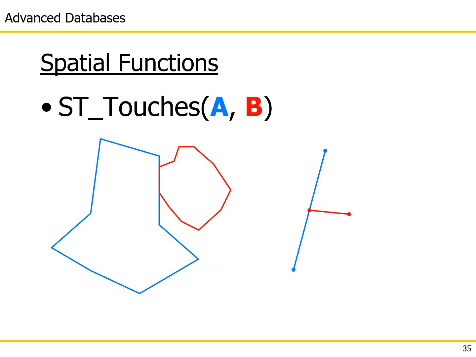There is also the touches. This is for adjacency. When we say A touches B, A and B on the left are polygons. The result is going to be true because they touch. And touches also supports lines. So if A and B are lines, it will also give you the answer as yes.